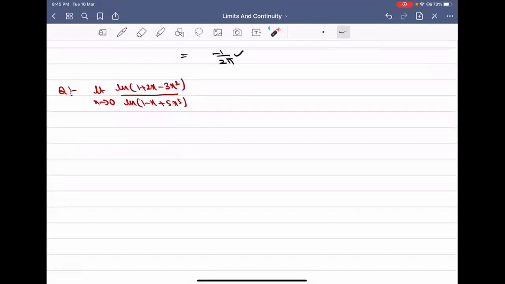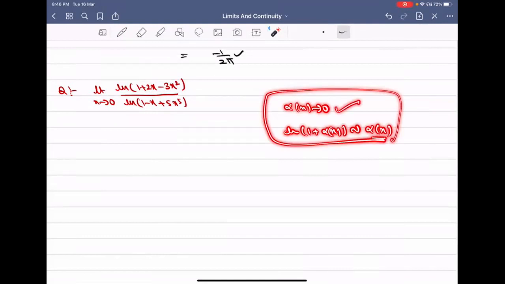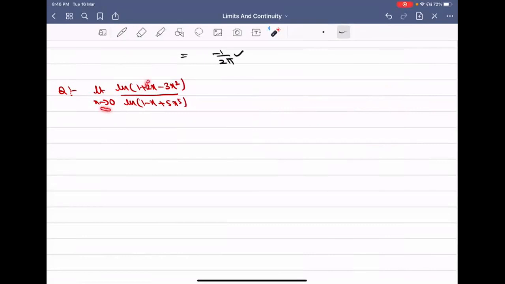If you observe this one, it is of the form ln of 1 plus x. We have seen when alpha x goes to 0, then ln of 1 plus alpha x is equivalent to alpha x. Already you have seen this one. So here, as x tends to 0, 2x minus 3x square tends to 0. Yes. Now you can replace ln of 1 plus 2x minus 3x square with 2x minus 3x square.